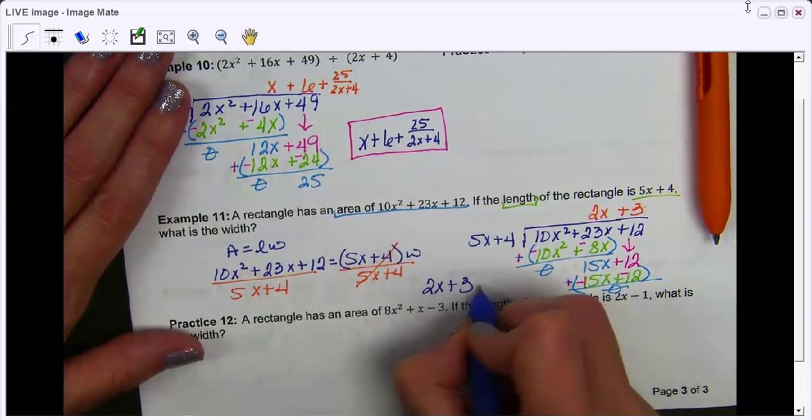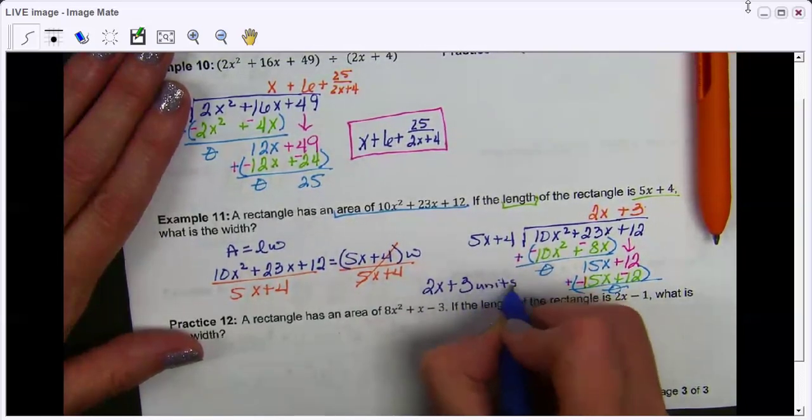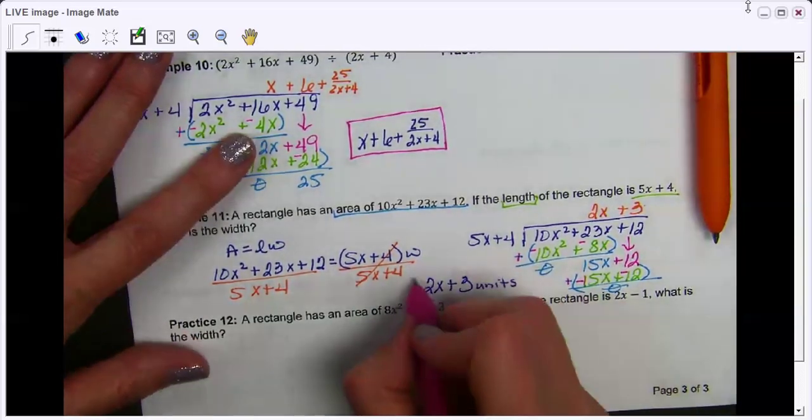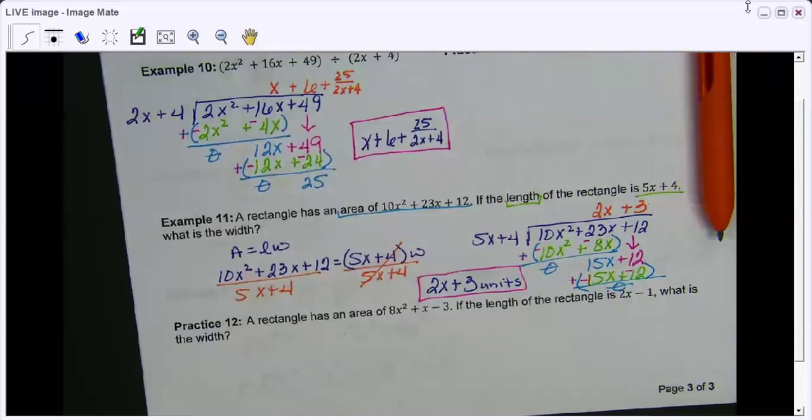And then if you wanted to write units, you could. It didn't give you the units, so you don't have to. Okay? No units, because it's asking for a side length.